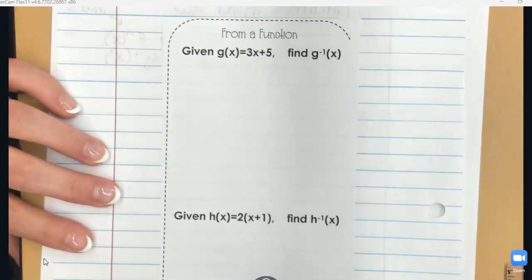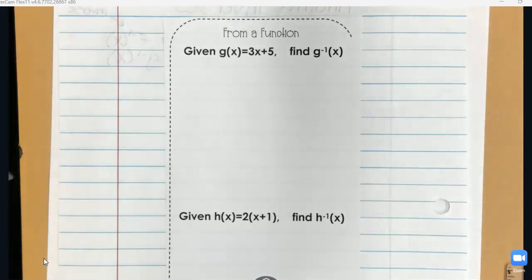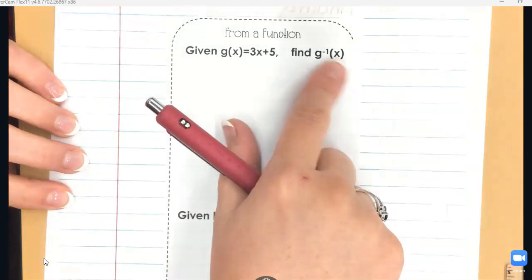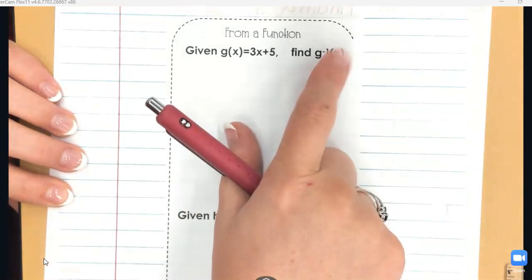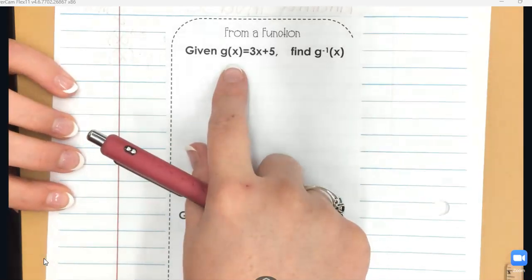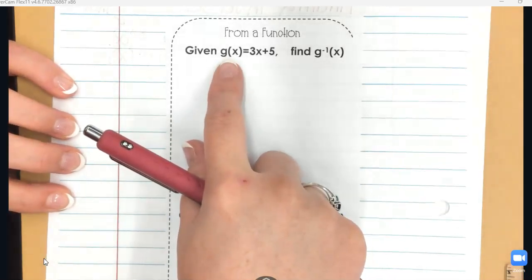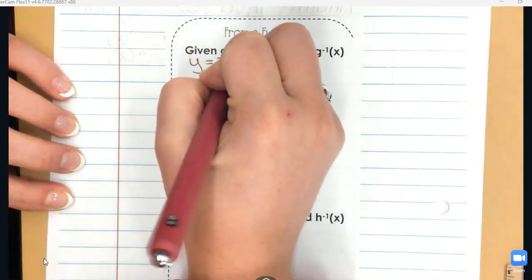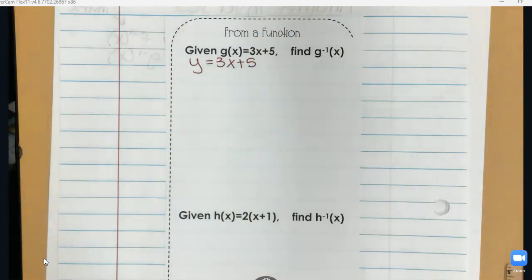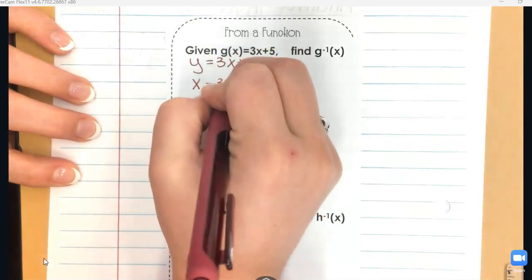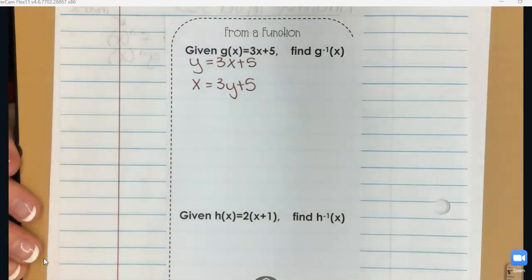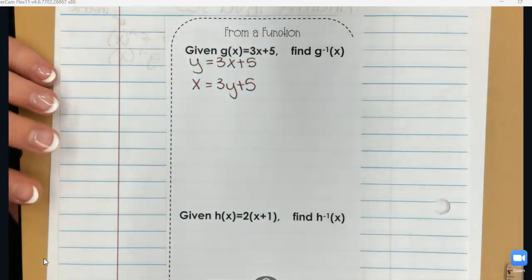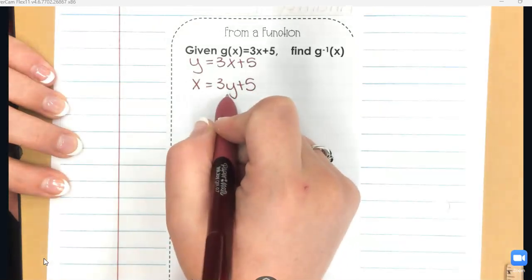Okay, the last way we are going to find an inverse is from the function itself, and we are going to practice that twice. So if this is my original function, remember that notation to the negative 1 power means find the inverse. So I'm going to take my original function and change it from function notation back to y equals. So y equals 3x plus 5. That is my equation. Now I'm going to swap where x and y are in the equation and use our algebra skills and order of operations to rewrite this until y is by itself again.